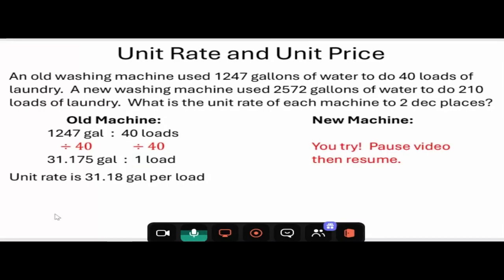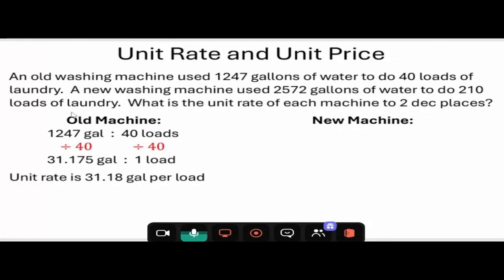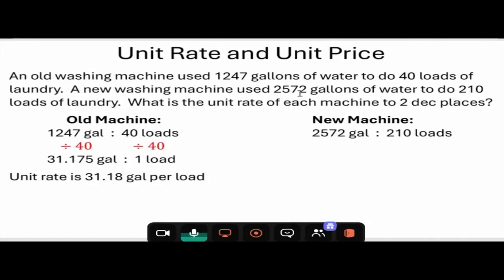Now let's look at the new washing machine. Oh, you're going to try this one. So follow the exact same process as we did on the old washing machine to find the unit rate of water used per load for the new washing machine. We look at the numbers for the new washing machine. It used 2572 gallons of water to do 210 loads. So there is the ratio of water to loads of laundry.